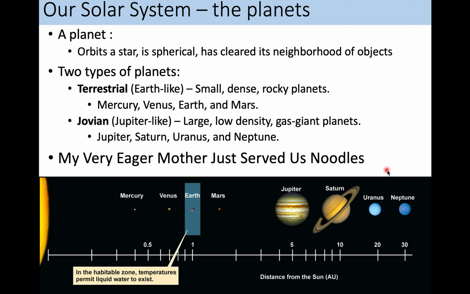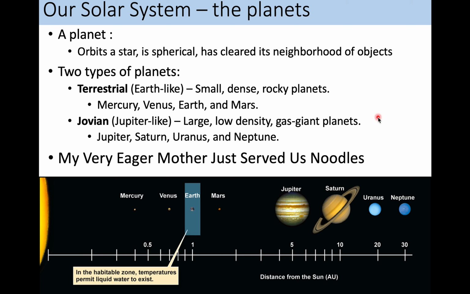The 2 types of planets we have are terrestrial and Jovian. The terrestrial Earth-like planets are the first four: Mercury, Venus, Earth, and Mars. They're very rocky, they're very small compared to others, and they're dense. The last four planets we call Jupiter-like or Jovian. They are large, they're very low density, and they're called gas giant planets. So that's Jupiter, Saturn, Uranus, and Neptune. You'll see they're much larger than the first four planets. They're not as rocky, they're much less dense, they have a lot more gas than the terrestrial planets.